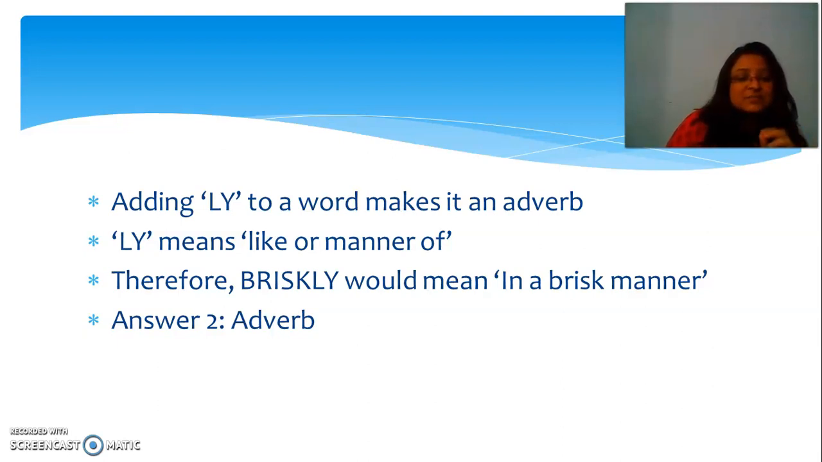Ly as a suffix means like or manner of. Therefore, briskly would mean in a brisk manner. Just the way beautifully would mean in a beautiful manner, quietly would mean in a quiet manner. Similarly, briskly would mean in a brisk manner. Obviously, therefore, the answer is it's an adverb.